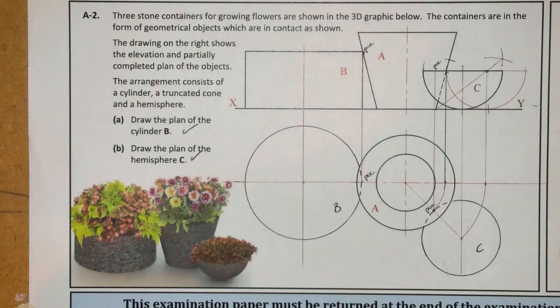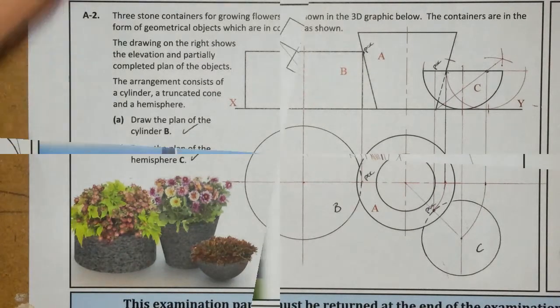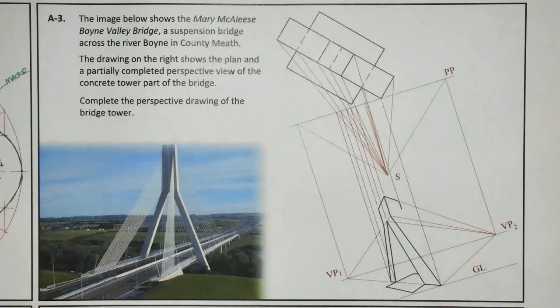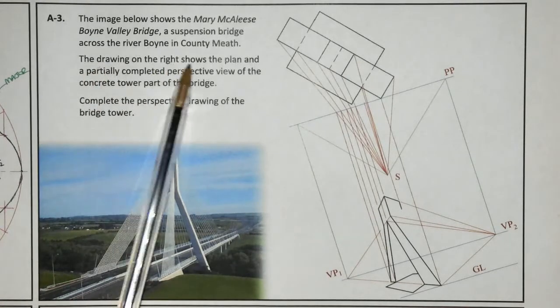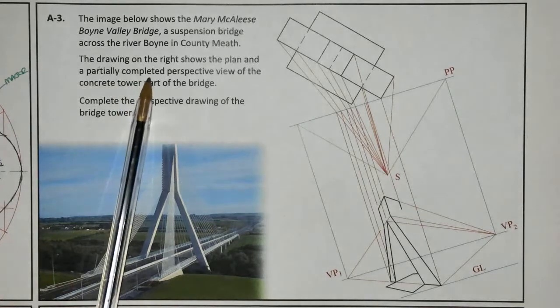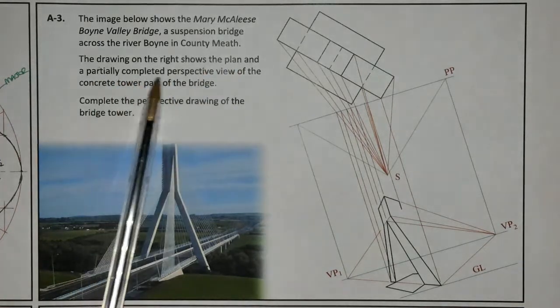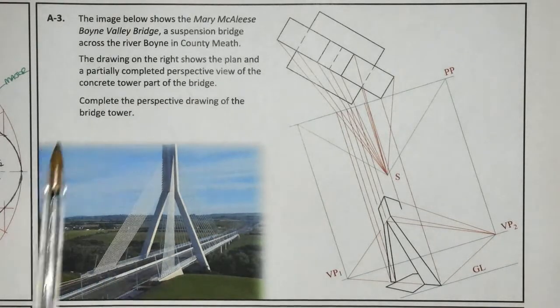Okay. Now what we're going to do is we're going to move on to A3 at the top right of the page. Alright. So this question, guys, A3, it says the image below shows the Mary McAleese Boyne Valley Bridge, a suspension bridge across the River Boyne in County Meath. The drawing on the right shows the plan and a partially completed perspective view of the concrete tower part of the bridge. Okay, complete the perspective drawing of the bridge.